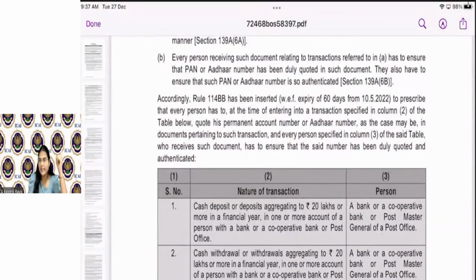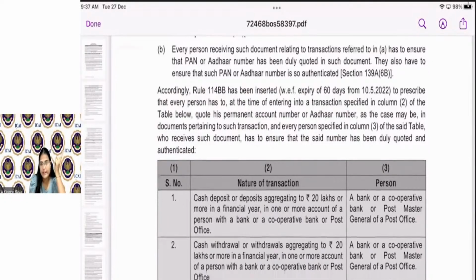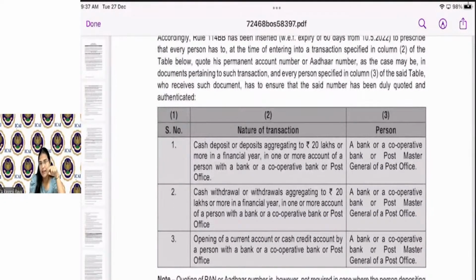We have discussed those 18 transactions in which you are required to provide your PAN. In those 18 transactions, there are an additional 3 transactions. Say, for example, I want to deposit cash of more than 20 lakh in a financial year. So I have to obtain PAN. Now, after obtaining PAN, I have to provide that PAN to the bank. So if your aggregate cash deposit in a year is more than 20 lakh, then you have to provide your PAN to the bank.